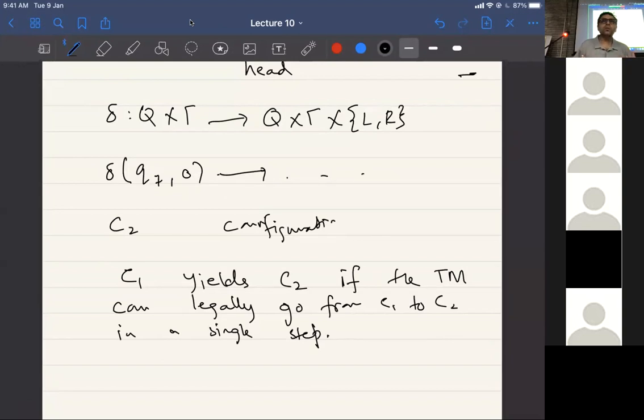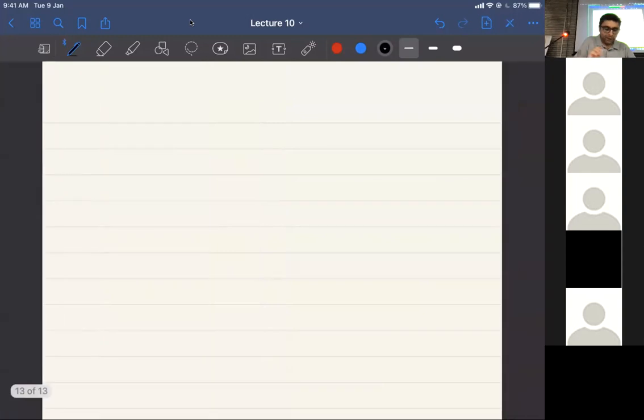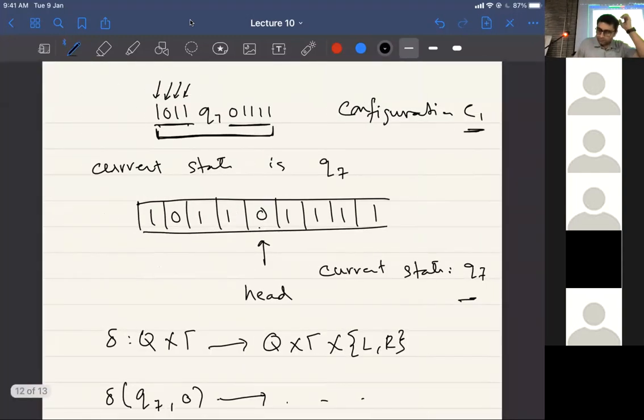This is important to know about configuration because when we look at different models, there are different versions of Turing machines. And when we are looking at different versions of Turing machine, we will see that these configurations are important for us to understand. Okay, sir, so the states over here are defined in the transition function, right? Yes. Transition function. Yes.